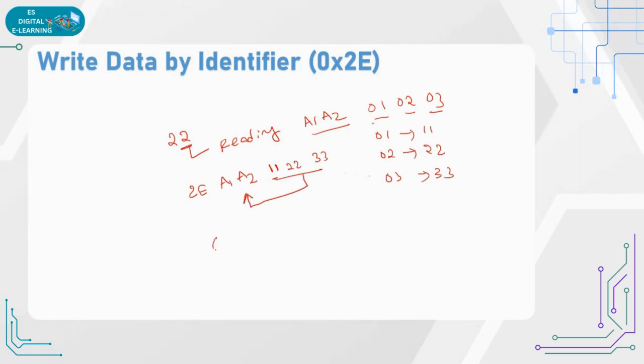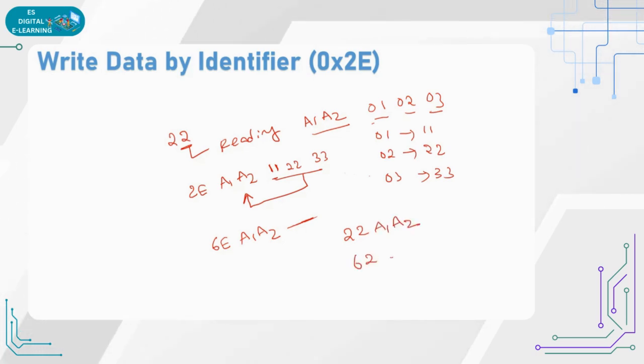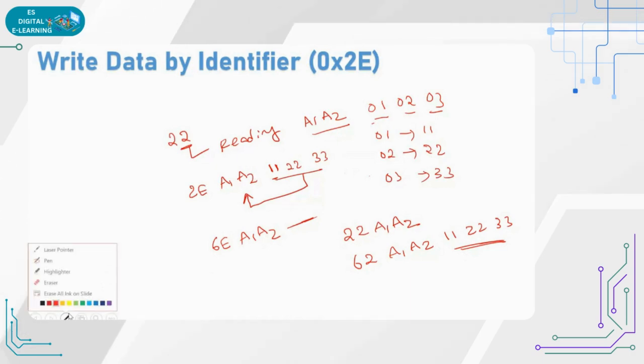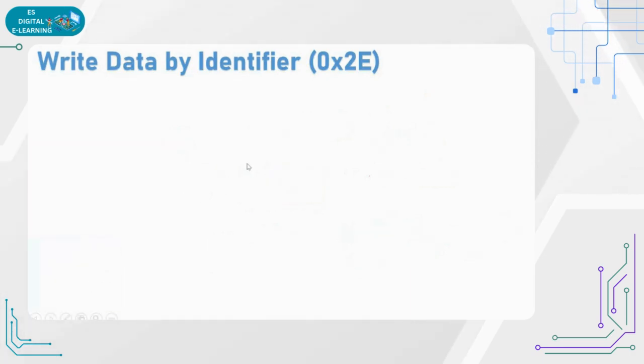Okay, so if I read it back again, this is the positive response, and you won't get any information in it. Once I read back with 22, A1, A2, my response will be A1, A2 and 11, 22, 33. This is my data. In real time when we are working, it should follow the same value.